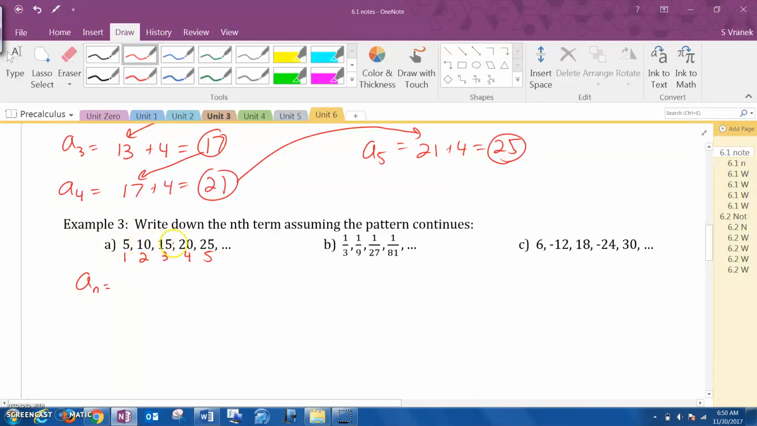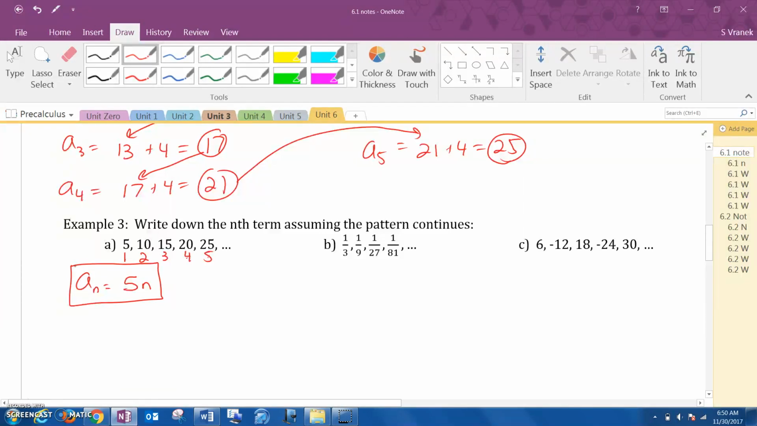Hopefully you guys see, well, how do I get these numbers? How do I get 5 if I have n of 1? Well, you can either add 4 or multiply by 5. How do I get to 10 if I'm having an n of 2? Well, hopefully again you notice, wait, if I multiply that by 5, I get 10. And then hopefully you notice that as you keep going, every n term is multiplied by 5. Since it goes up by the same amount, this is just going to be 5 times n.